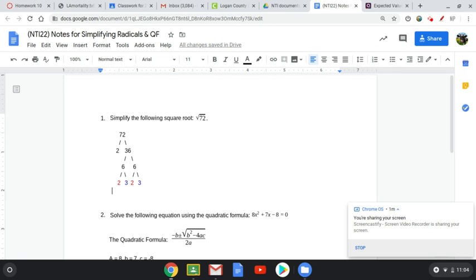Okay? And at this point, here's what I'm looking for. I'm looking for pairs of the same number, because anytime you have squares or square roots, that means you're looking for 2 of something. And right here, I've color-coded them. You've got 2 2's and you've got 2 3's. And then the only other thing you have is this one lonely little 2.